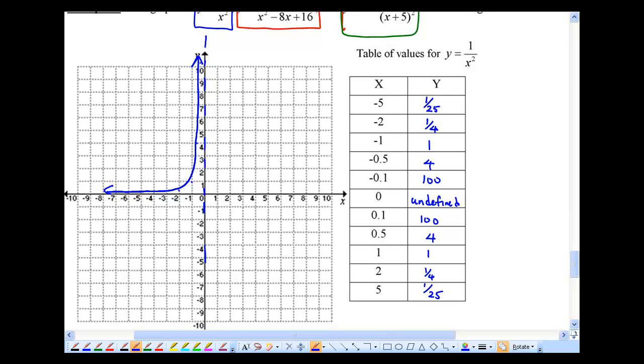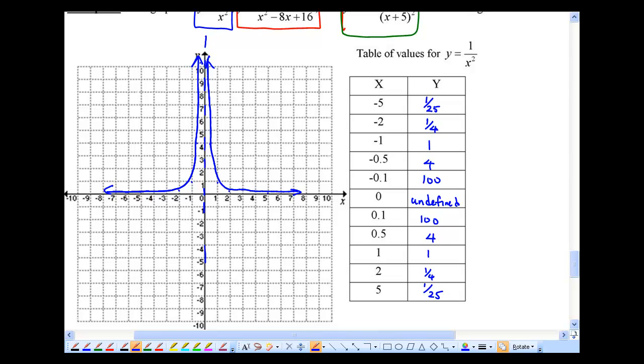And 0.5 is 4. I wish I had music, hey? Background music might be interesting. Or distracting. I don't know.